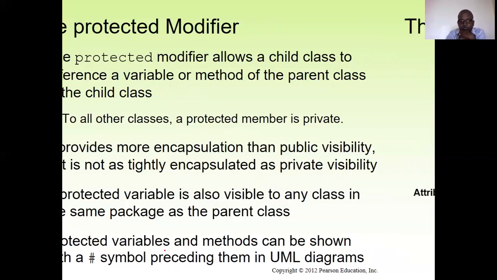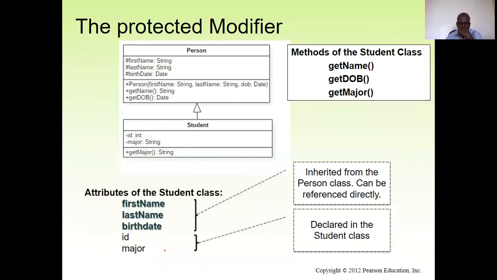All right. So here's the example now. Same thing again. Everything is inherited. Now, what we have done is made these protected. Notice the hash sign there. It means that when I'm inside my student class here, I can directly reference these.